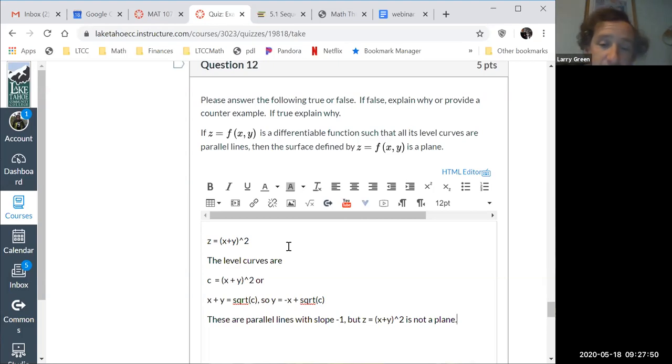One of the definitions of a plane is the partial derivatives always have to be constants. And this time, the partial derivative with respect to x or y is not a constant. Any questions at all? Any questions at all on question 12?